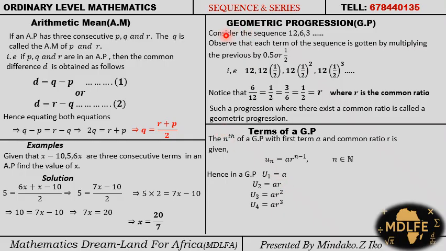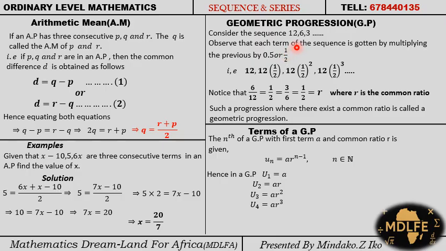Alright, let's go to the geometric progression. Though you're seeing all of what is here, that's a mistake I made. Consider the sequence, as I said in the first slide, that a sequence is of this form where the terms are separated with a comma. So consider the sequence 12, 6, 3. Observe that each term of the sequence is gotten by multiplying the previous by 0.5, or by half.